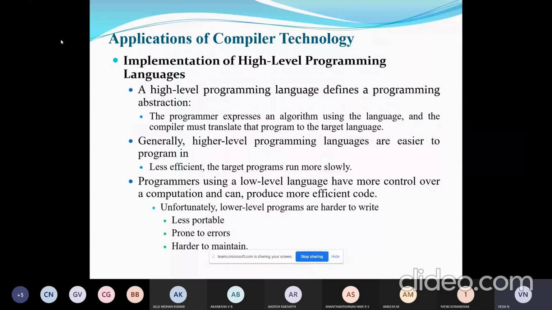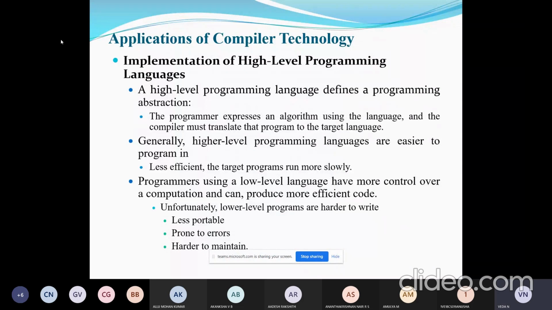Now, when it comes to a compiler, when it has to translate, it can become less efficient. I'm talking about the compiler here. When it is less efficient, the target program, the machine code, may run very slowly. Again, we know there are lots of high-level programming languages, and the compiler has to make sure that it supports all the languages.